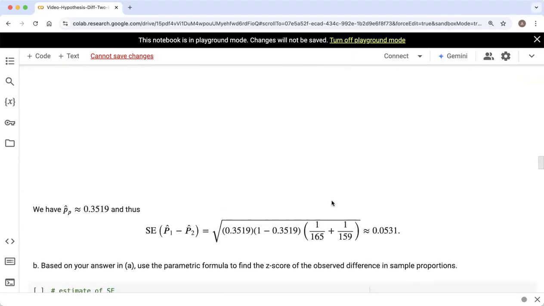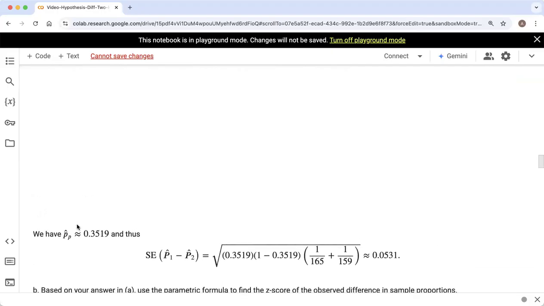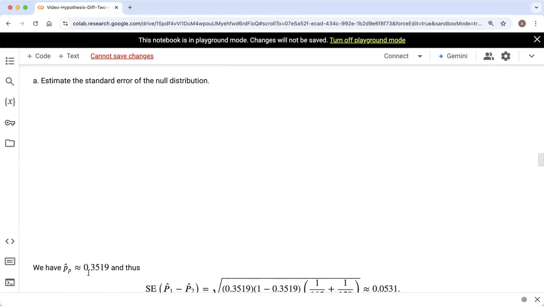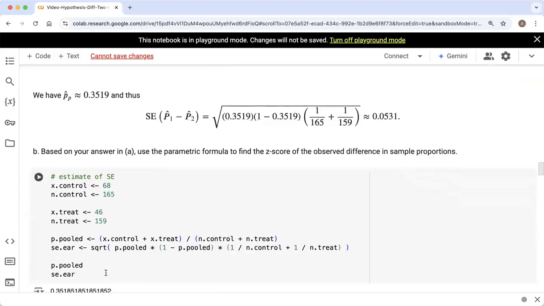And what that would look like down below is we would calculate our pooled sample proportion. And that pooled sample proportion, which is 0.3519, I have these calculations down here in this R code cell below, is we would take the 68 children that got an ear infection in the control group. We would add to it the 46 children that got an ear infection in the treatment group. So that's the total number of children that got an ear infection altogether, pooled together.